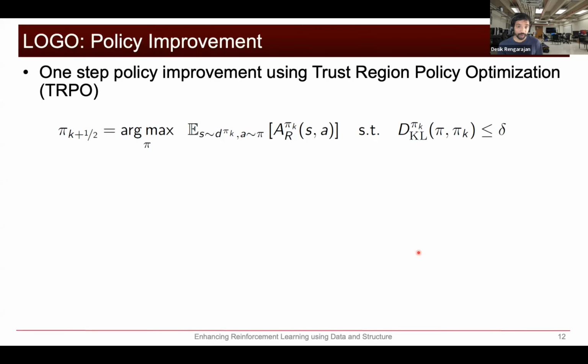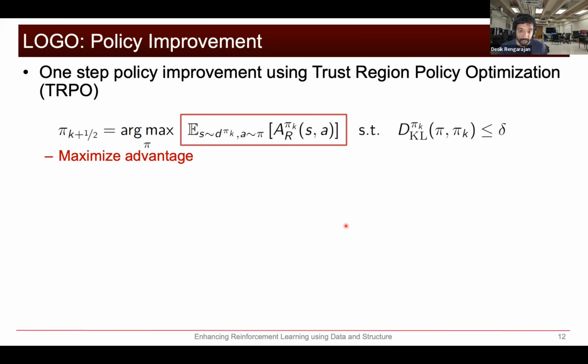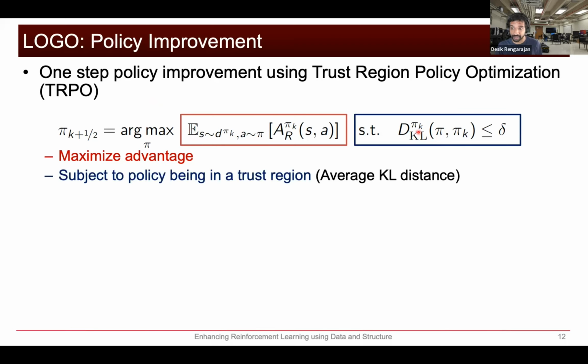So the policy improvement step consists of 1 step of policy improvement using TRPO, or the Trust Region Policy Optimization algorithm, where we want to maximize the advantage of policy pi-k from states drawn according to policy pi-k and actions taken according to policy pi. We want to maximize this over policy pi, subject to a trust region condition where d pi k KL is the average KL divergence between policy pi and policy pi k. So we want to maximize the advantage in a small trust region around pi k.